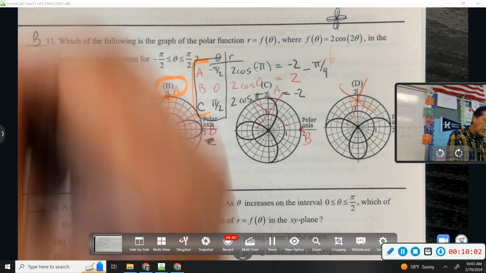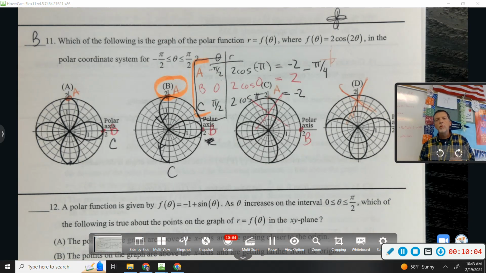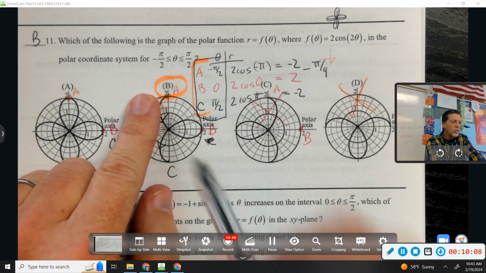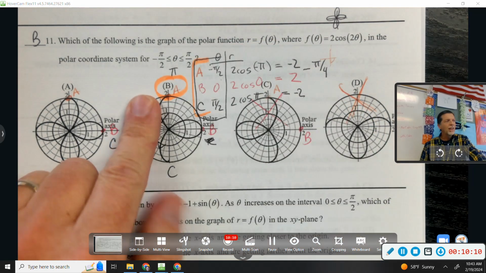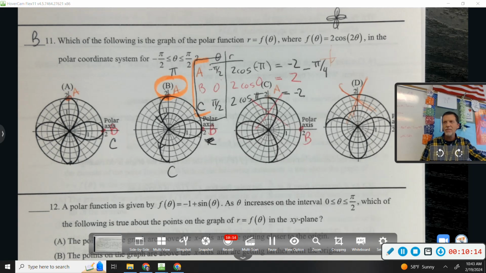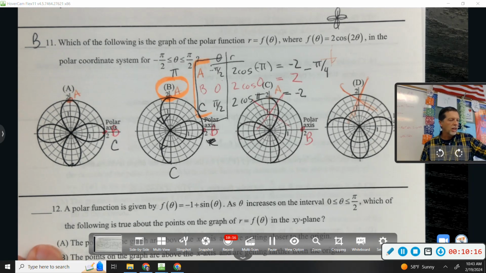So I think it's B, which makes sense in my mind because that's only going pi, and usually we go 2 pi. Now we're only seeing half of the picture, so that, I think, syncs up in my brain.